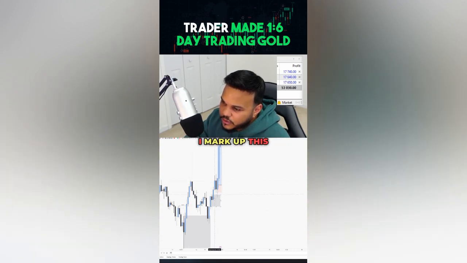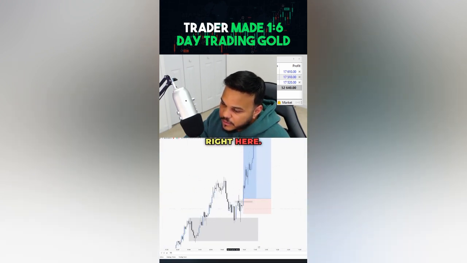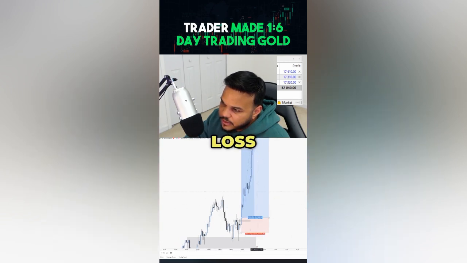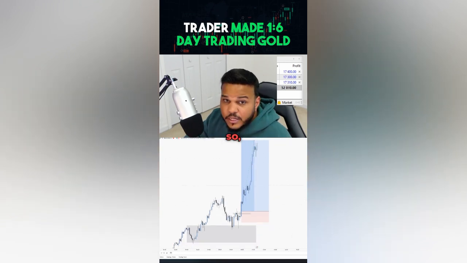I mark up this order block, market does a pullback here, tapping into the order block on 1 hour, and also grabs liquidity on 5 minutes right here. So pretty simple. Break in my favor on 5, liquidity grab, and then another break in my favor. That's when I enter my position, 30 pip stop loss, and that's basically the setup for today. So yep, pretty simple setup.